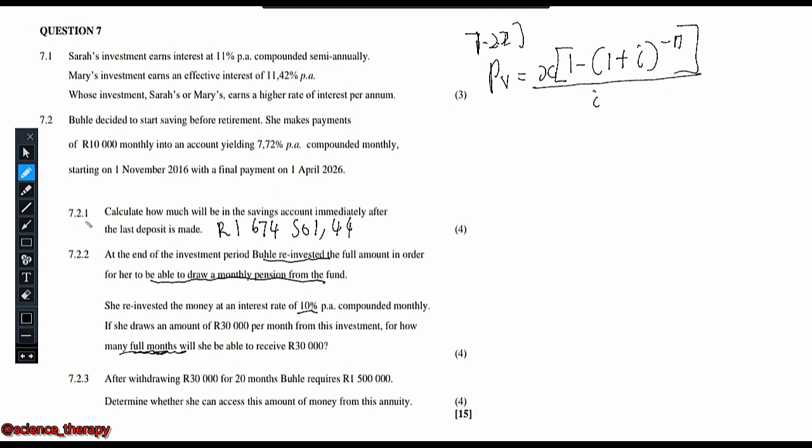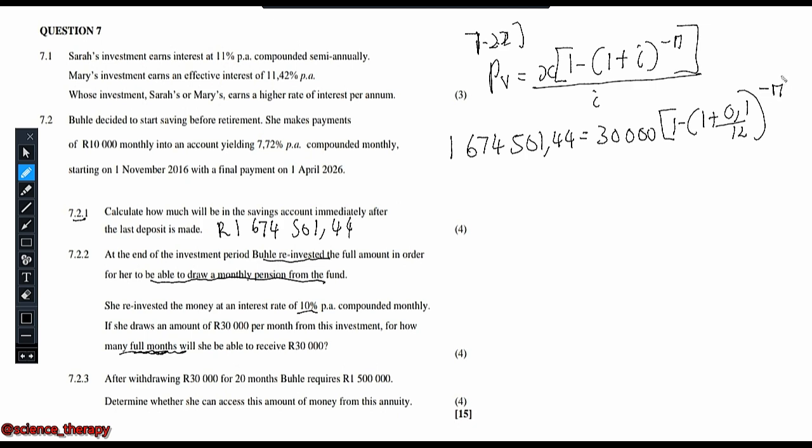Now the future value that we got in 7.2.1 is now the present value. So 1,674,501.44, and then the monthly withdrawals that are made are of 30,000. Then we have 1 minus 1 plus 0.1 over 12 to the exponent of negative n. So we are looking for that n there, over 0.1 over 12.